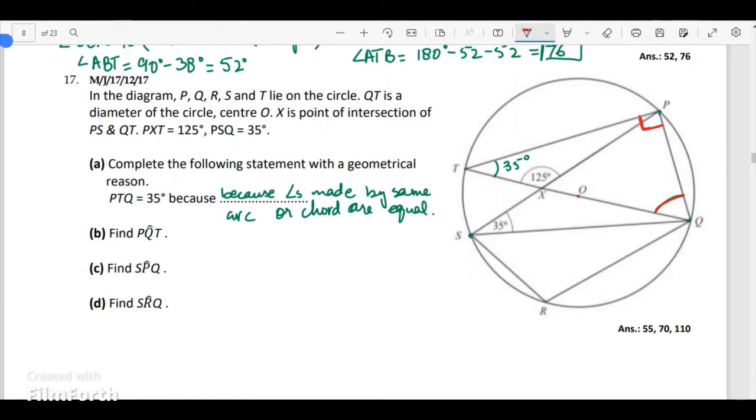Angle TPQ is 90 degrees. We figured that out just now, and hence we could apply the angle sum of a triangle and find it. So this would be 180 degrees, take away 90, take away 35. So if we subtract 35 from 90, we get 55 degrees. So that's the answer. Next, we have to find SPQ.